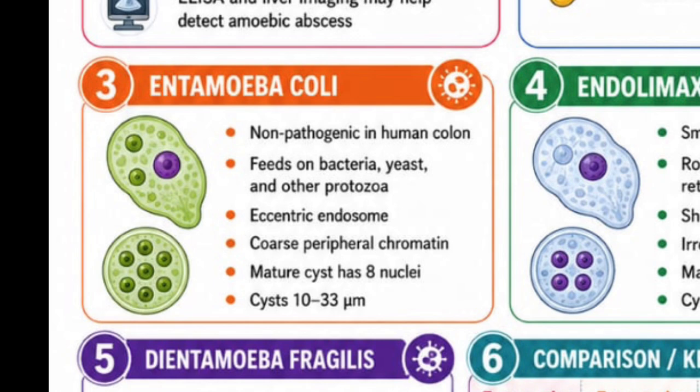What about Entamoeba coli? What happens? It is non-pathogenic to the human colon. So when it enters into the colon, into our large intestine, it doesn't perform all those things histolytica is doing. Now, it feeds on bacteria, yeast, and other protozoa. So that is what it feeds on.